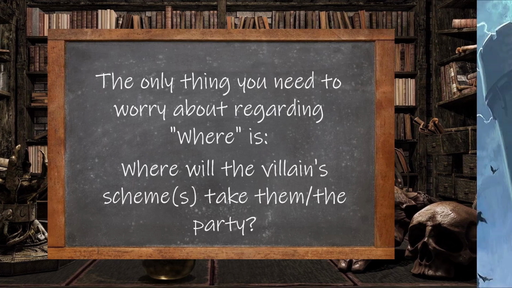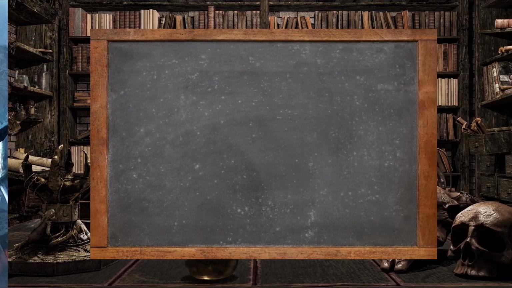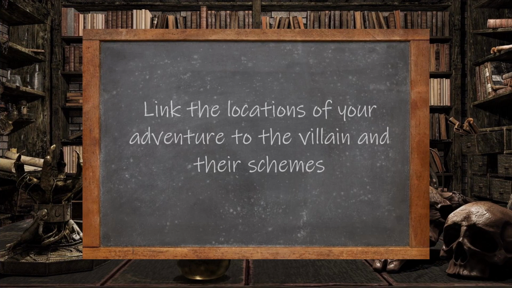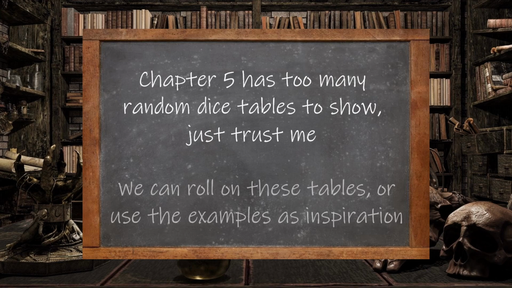going to take them? They might move around, they may have a central base of evil located in a dungeon, or they could live in a palace above the main city the campaign takes place in. Regardless of what you come up with, you'll want to link the locations of your adventure to the villain and their schemes in some way. Chapter 5 does contain numerous random dice tables to use regarding location creation, and as always, you can roll on them or just use them as inspiration for your own ideas.